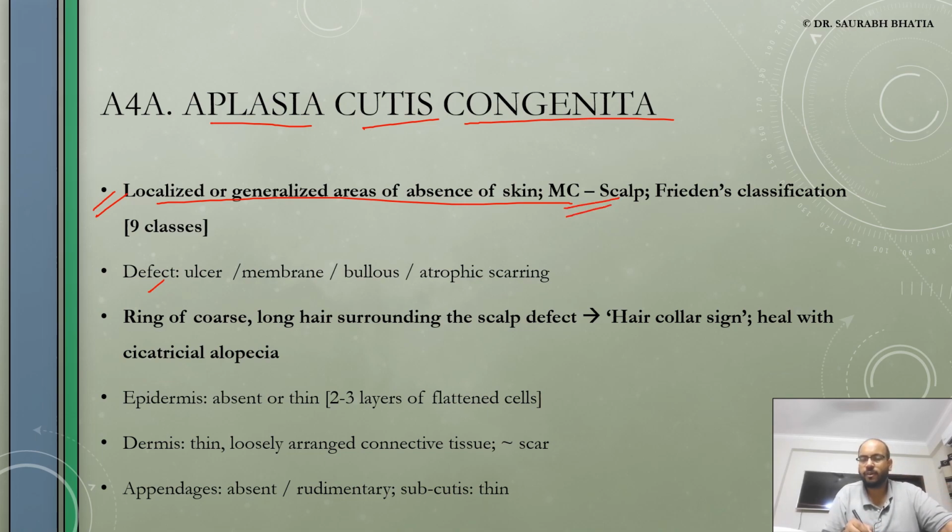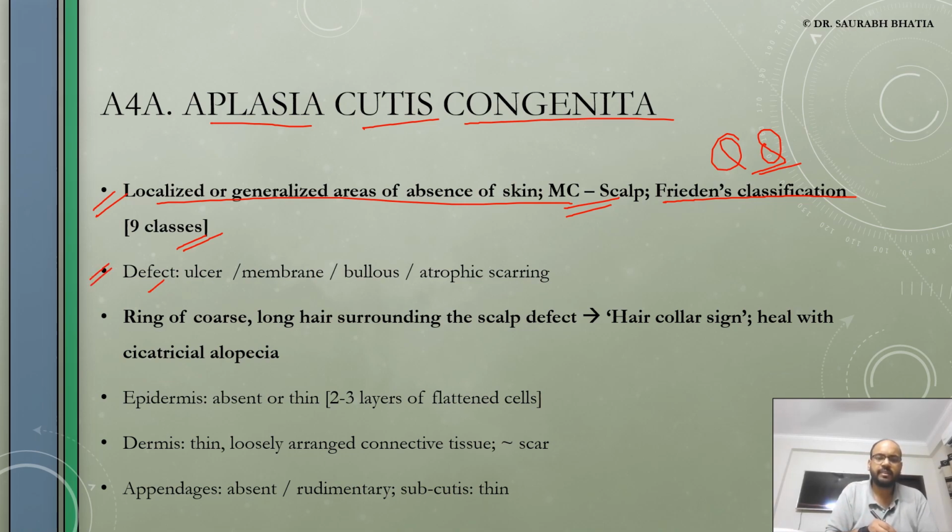Most commonly, the area involved is the scalp, and Frieden's classification is used to classify aplasia cutis congenita. This could be a good quiz question. The classification classifies into 9 classes. I'm not going to go into detail. Open Weedon's, they have a whole table regarding Frieden's classification, so I will not discuss it, not that important.